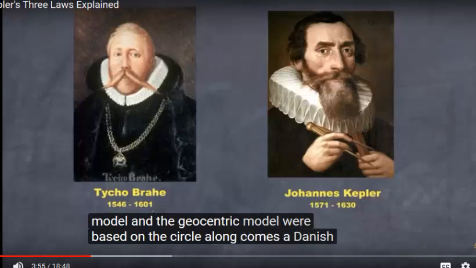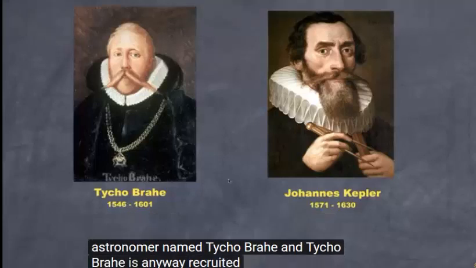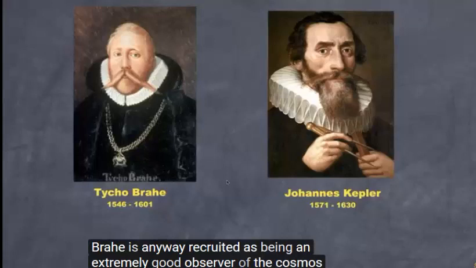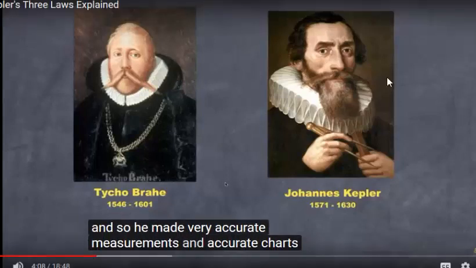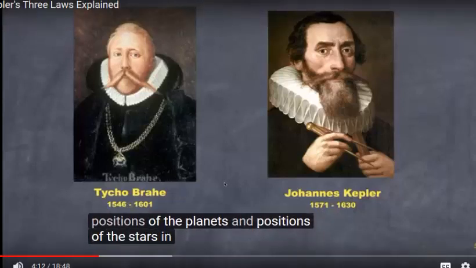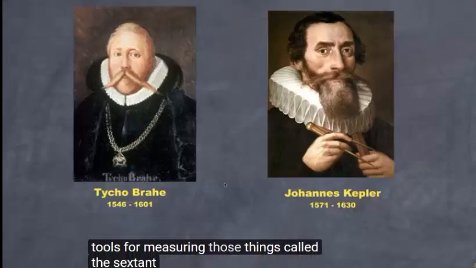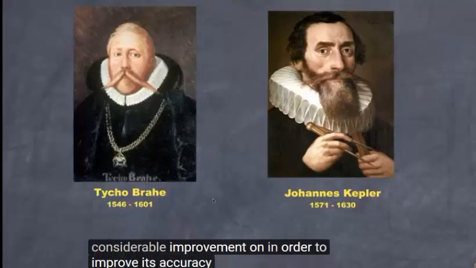Along comes a Danish astronomer named Tycho Brahe. Tycho Brahe is in many ways credited as being an extremely good observer of the cosmos. He made very accurate measurements and accurate charts of the positions of the planets and the stars. In fact, one of the chief tools for measuring those things, called the sextant, he made considerable improvements on in order to improve its accuracy.